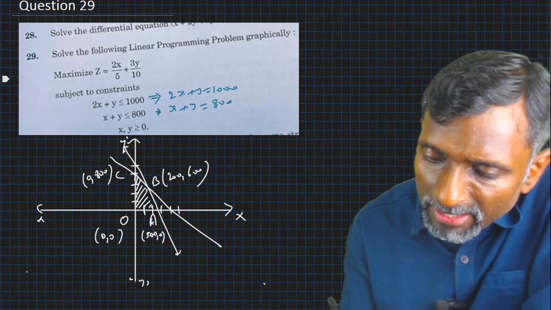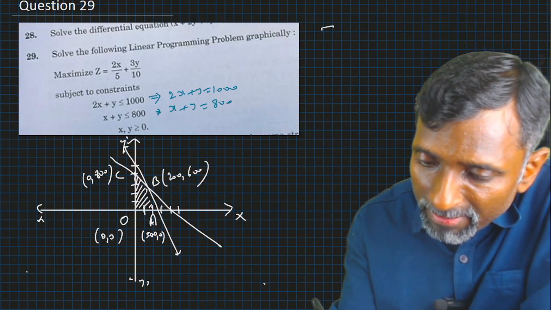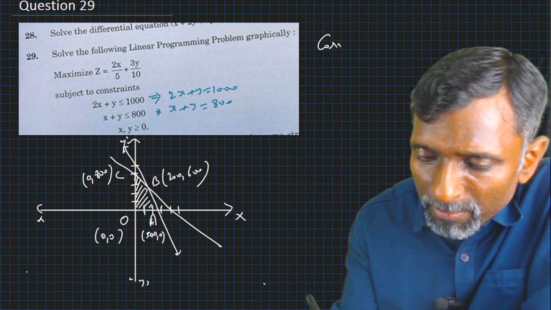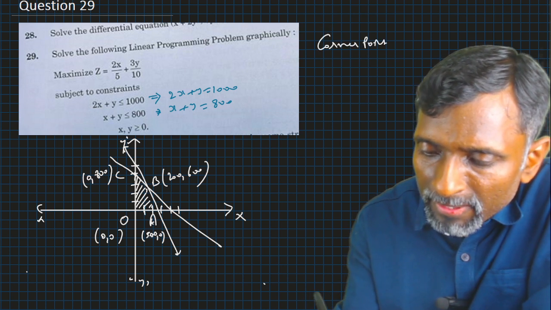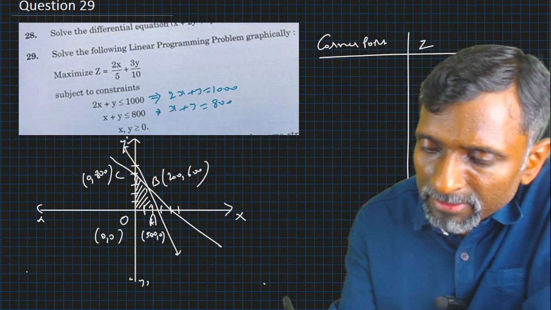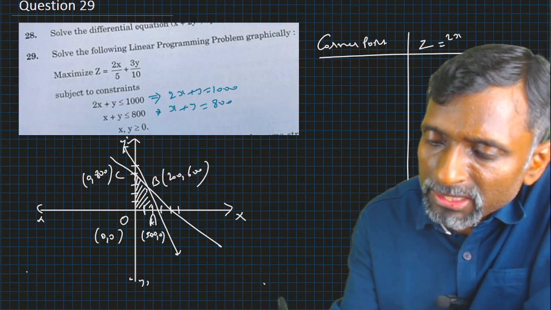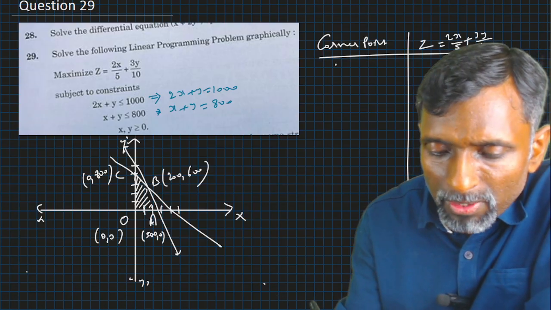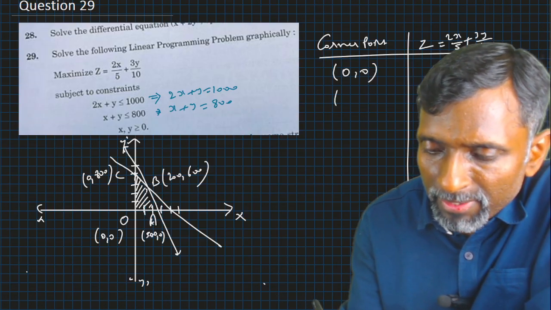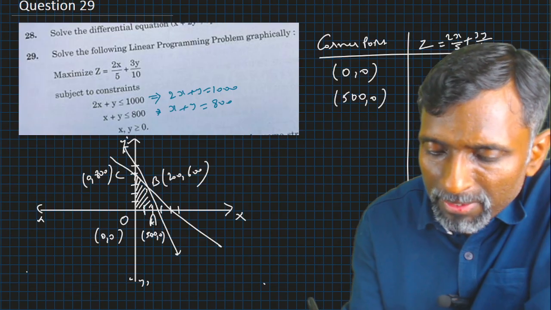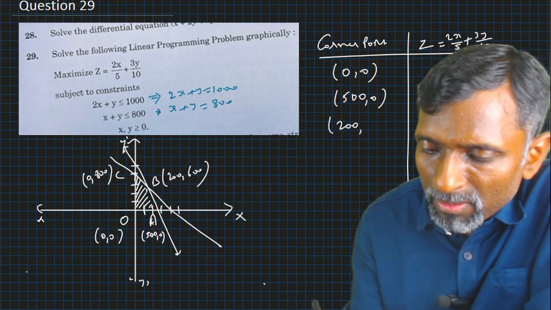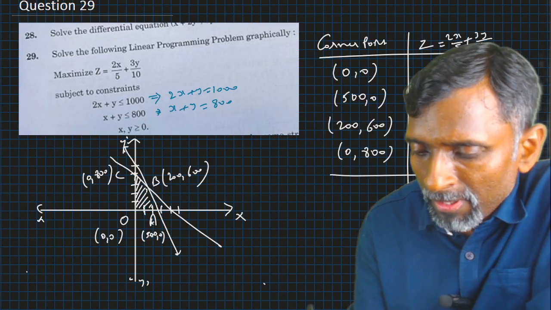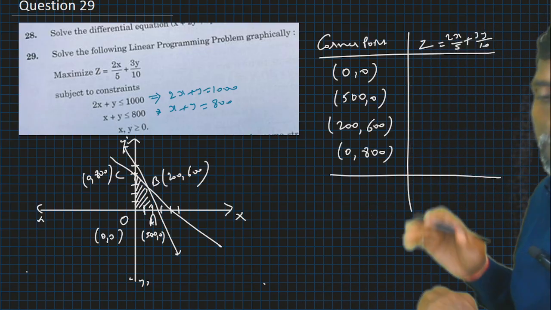Now we can make the corner point table for z. Z is equal to 2x by 5 plus 3y by 10. The corner points we have are 0, 0, then 500, 0, another point 200, 600, and another point 0, 800. For all the points we should find the value of z.